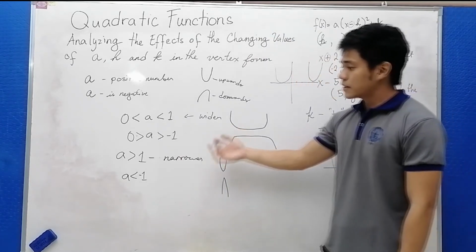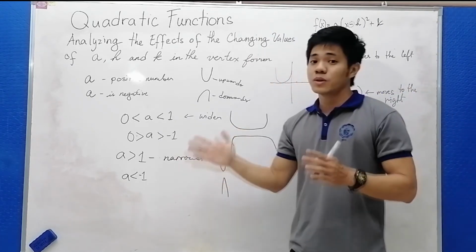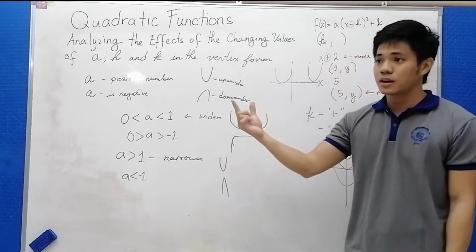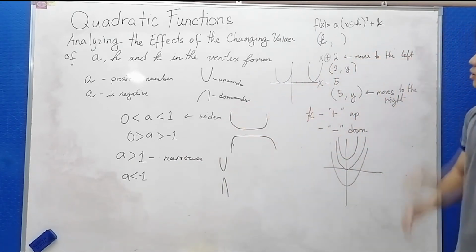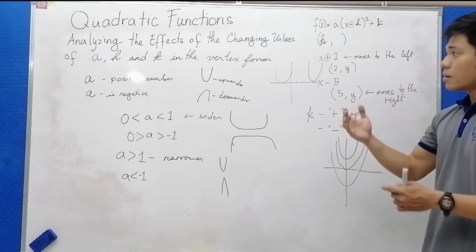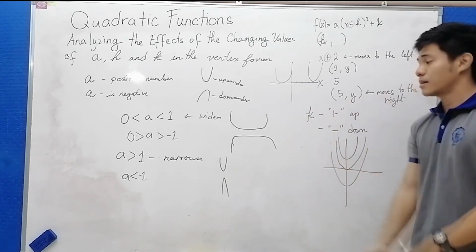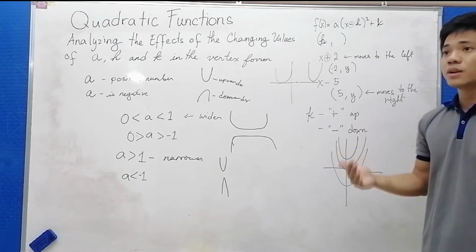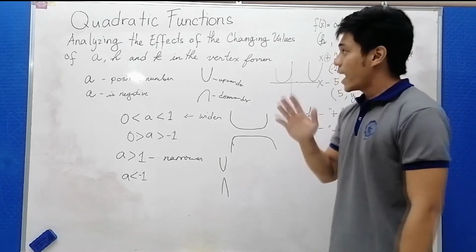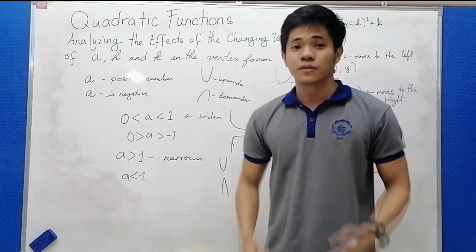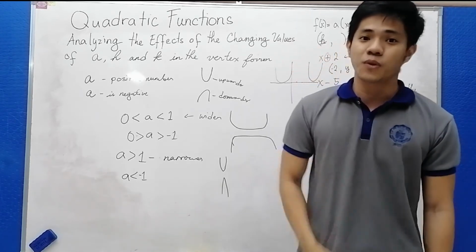And then if it's greater than 1, we know that the parabola will become narrower, it becomes steeper, it becomes thinner. For h, we know that the parabola will be moving either left or right. And for k, we know the parabola's vertex will be moving up or down. And that's it for analyzing the effects of changing values of a, h, and k in its vertex form.